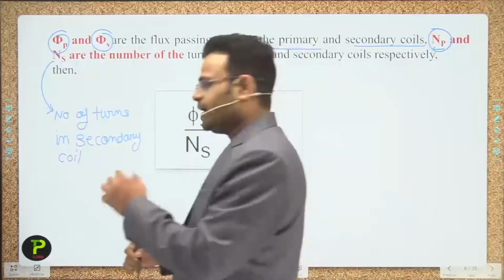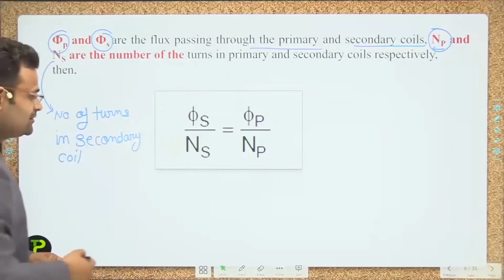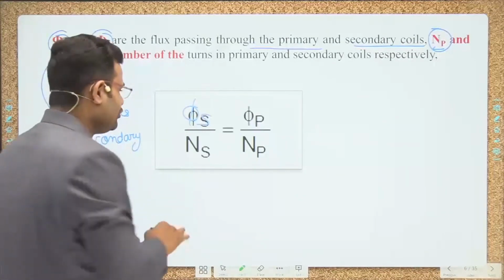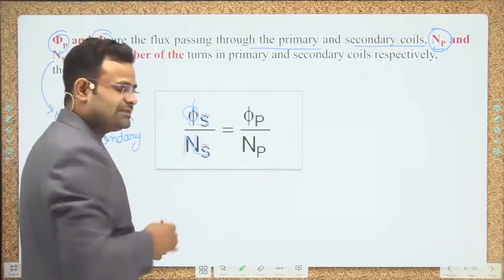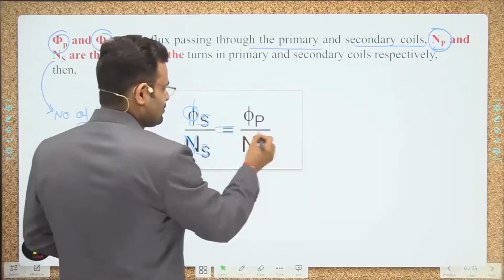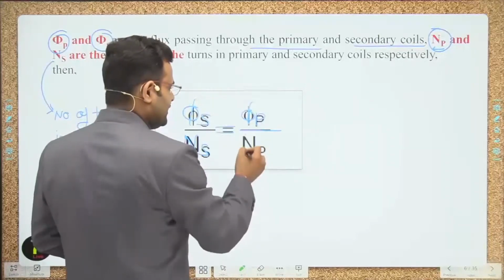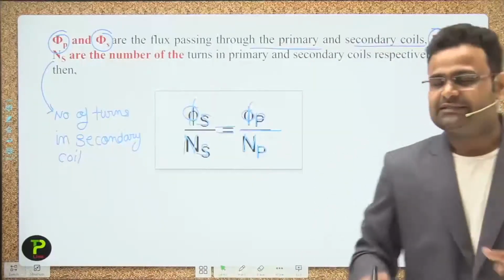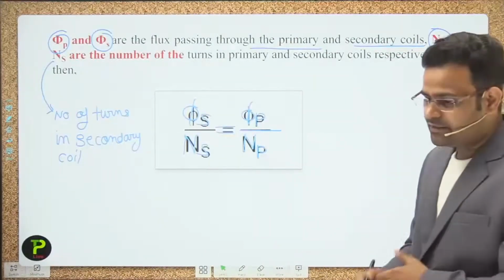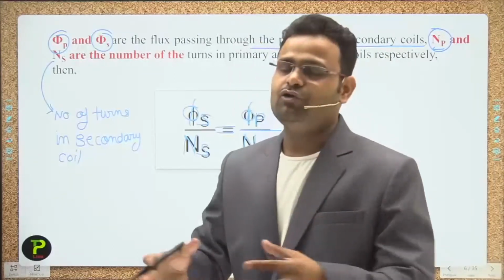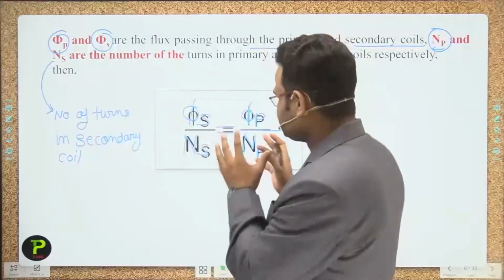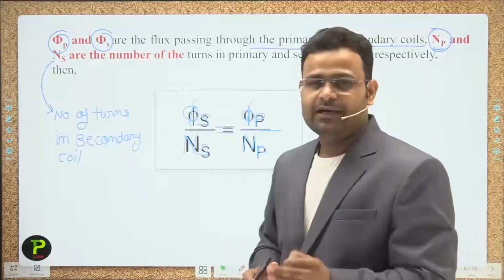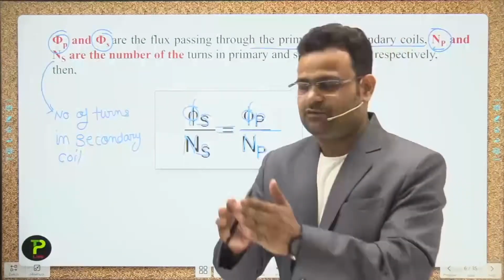According to our statement, the ratio of flux in the secondary coil divided by the number of turns in the secondary coil is equal to the flux in the primary coil divided by the number of turns in the primary coil. Okay guys, that is the concept behind the transformer, how a transformer works and how it maintains the voltage. That is the basic rule for a transformer. What is the rule? Flux per turn in the primary is equal to that in the secondary.